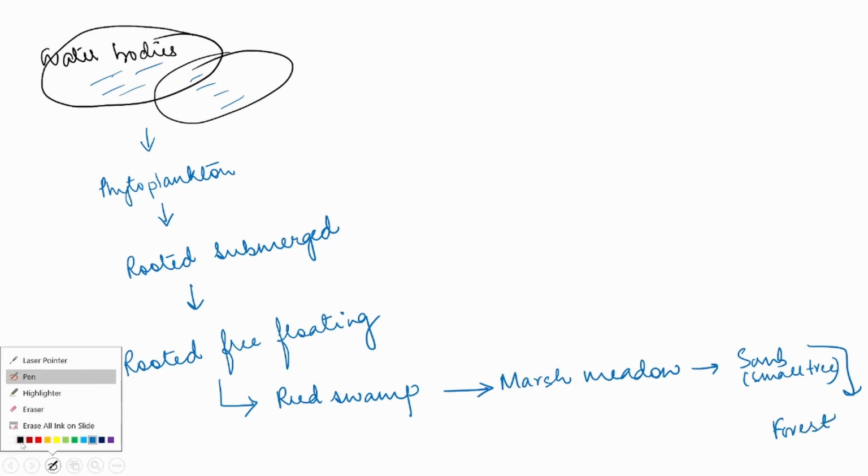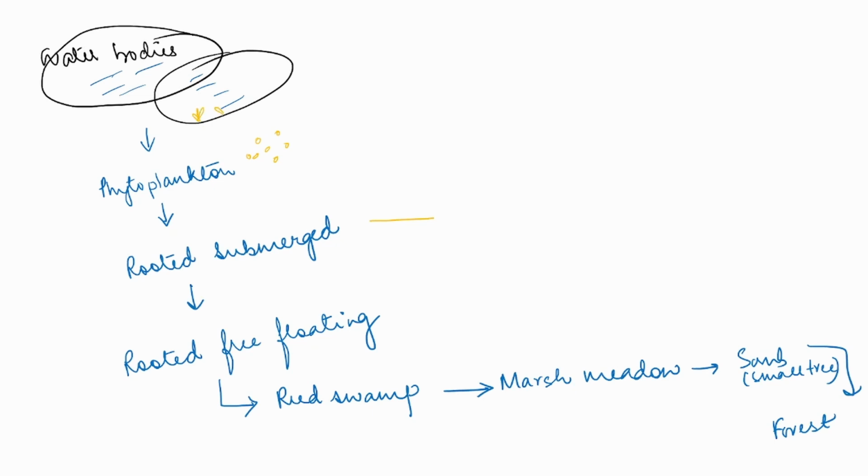Phytoplankton are small organisms present on the sea, right? And if I say rooted submerged organism, what does it mean? If this is a water body, those which are submerged deep, we call rooted submerged. They have roots and they are submerged. So if this is a bucket of water, these organisms are rooted submerged. Then rooted submerged will change into rooted free floating. Rooted free floating means they are floating on the surface of water, and they are under the water, free floating.